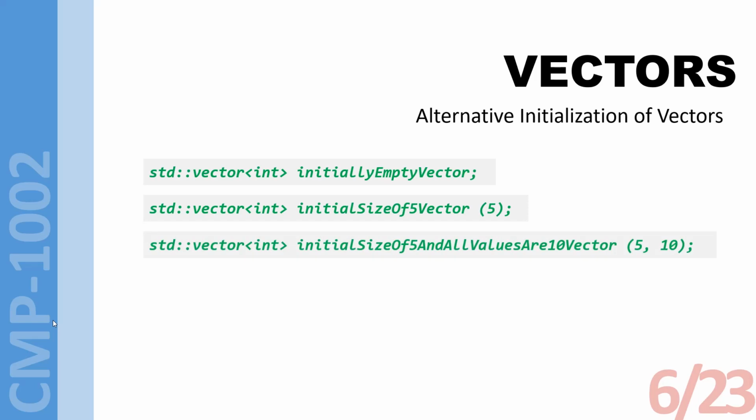Another option is something like this. Within parentheses, you write down two numbers, 5, 10. Here, you are having a vector of size 5, and all the items have the same value of 10.